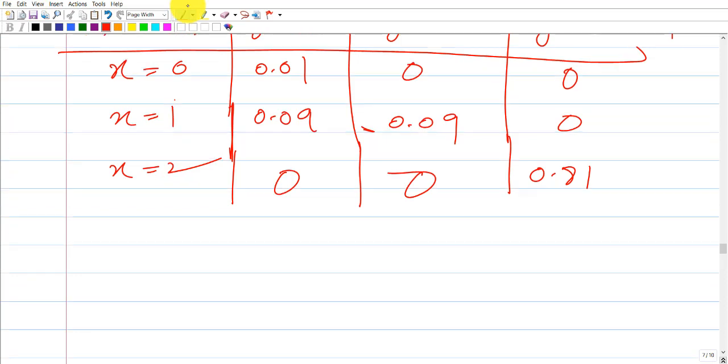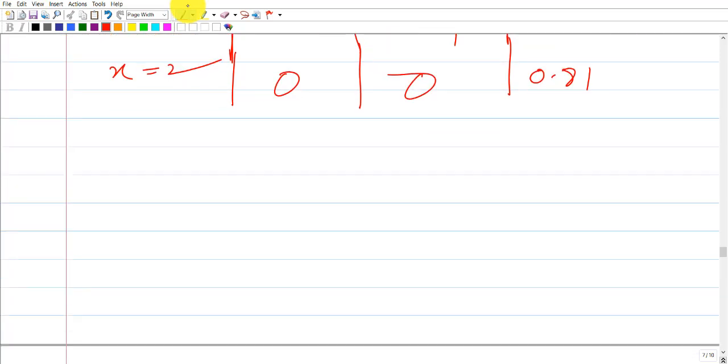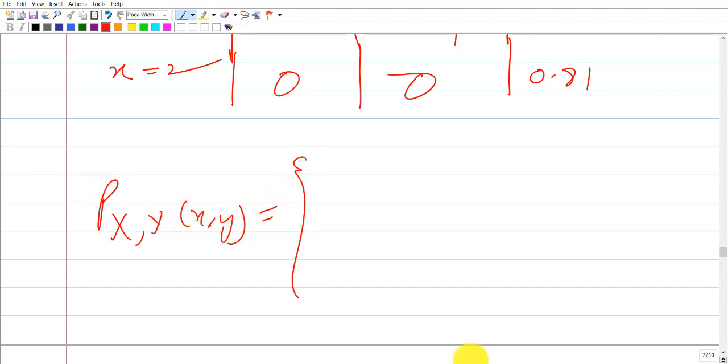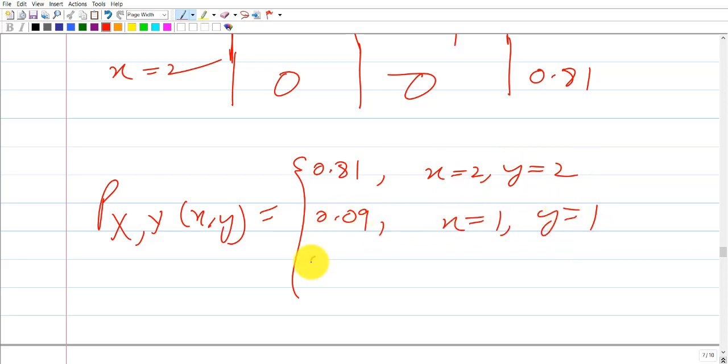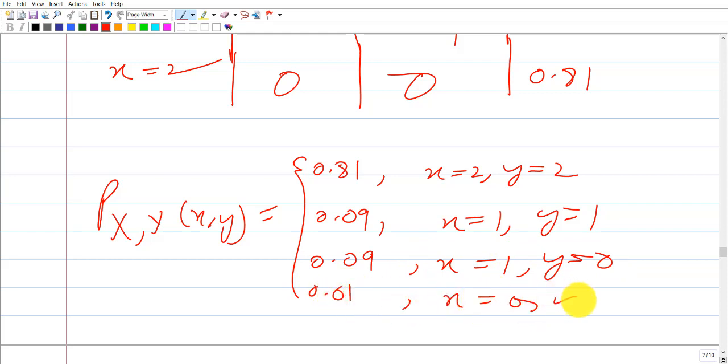Now we can write it in list form for x, y. So it is 0.81 for x equals 2, y equals 2, 0.09 for x equals 1, y equals 1, 0.09 for x equals 1, y equals 0, and 0.01 for x equals 0, y equals 0, and 0 otherwise.